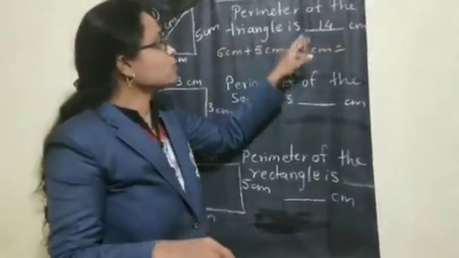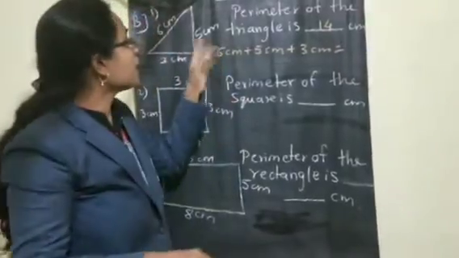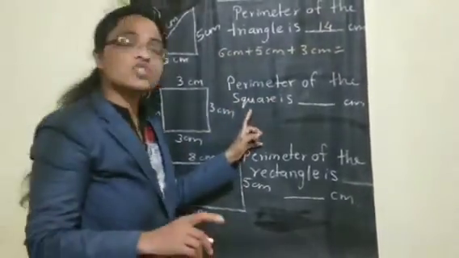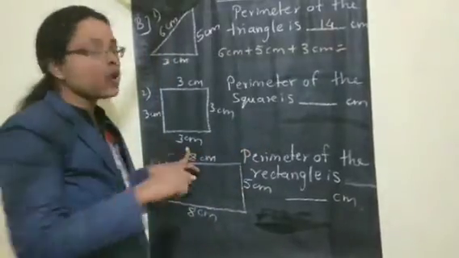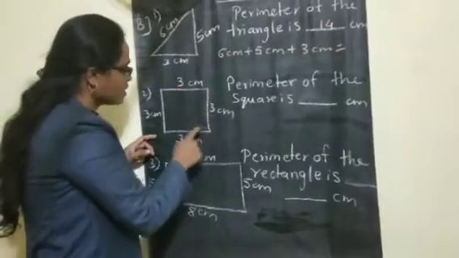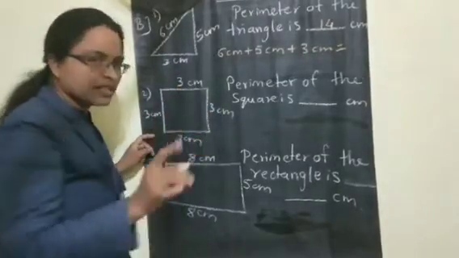Understanding? So like this, you people have to find out the perimeter of any given triangle. Similar way, perimeter of the square now. In the square, you know all the sides of a square are always equal. So everywhere they have given 3 centimeter, plus 3 centimeter, and 3 centimeter.